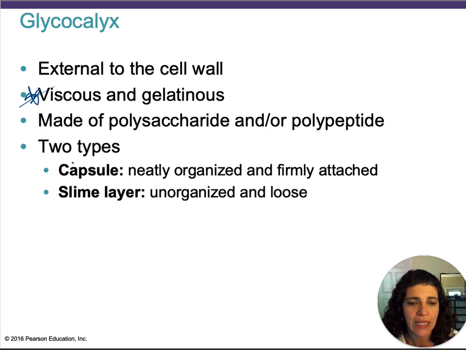So the glycocalyx is important for cell recognition. Each bacteria species has a different pattern of proteins and sugars in the glycocalyx. So it makes like their ID. They look different because their capsules are different, okay? The capsule is very organized and firm, attached around the cell wall. When that glycocalyx is unorganized and loose, you call it a slime layer. And slime layers are important for bacteria to form what is called a biofilm. We're going to talk about that later too.